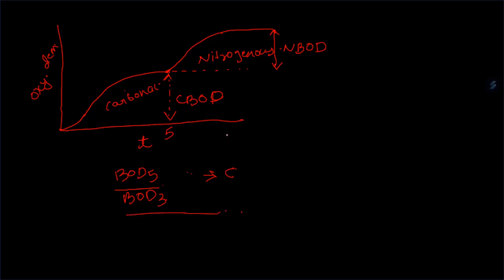Now let us dwell into how exactly the BOD is measured. As I said, BOD is nothing but the difference between the dissolved oxygen, so DO at day 0 minus DO at day 3. This is the difference. But the problem comes when these readings are far above the capacity of the DO meter.